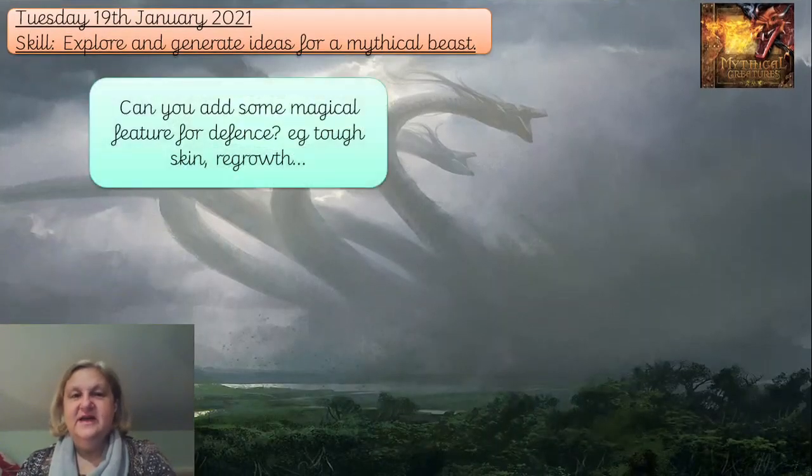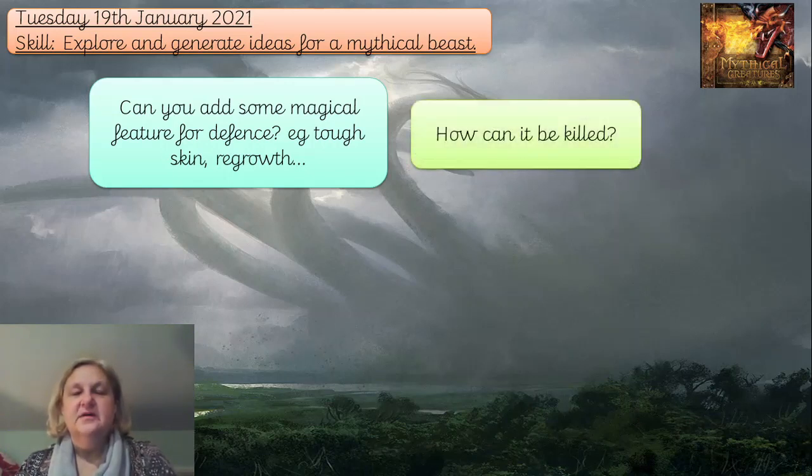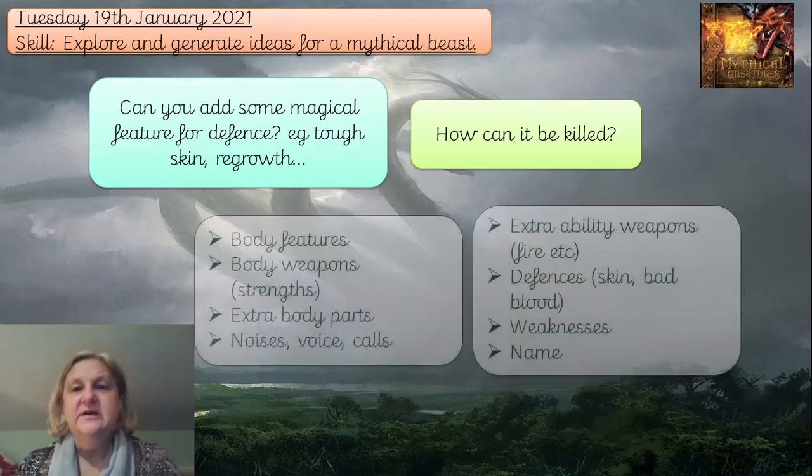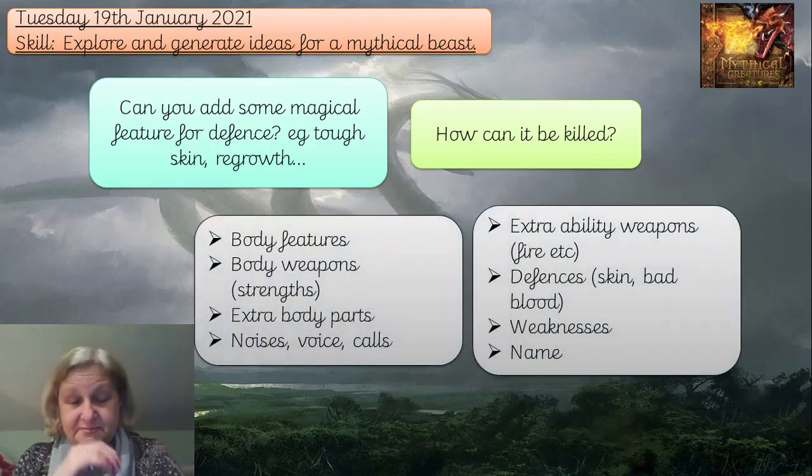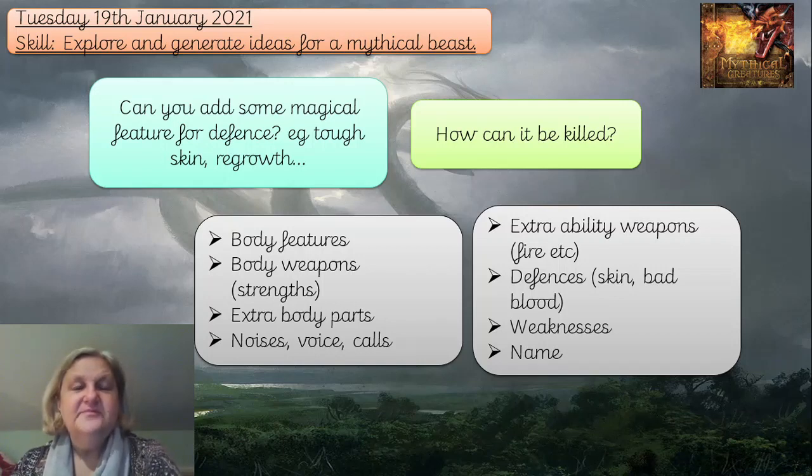So we're nearly at the end. Can you add some magical feature for defence? So that's how it's going to look after itself. Is it going to be able to regrow? Is it going to enlarge when you start cutting bits off of it? Does it get bigger and bigger? You can really think of some imaginative things. How can it be killed? It's got to be able to be killed, because nothing is invincible here. So this is a list of things that you can include.